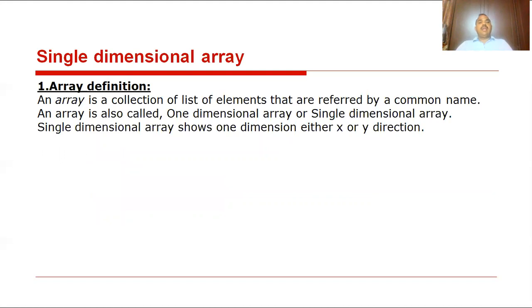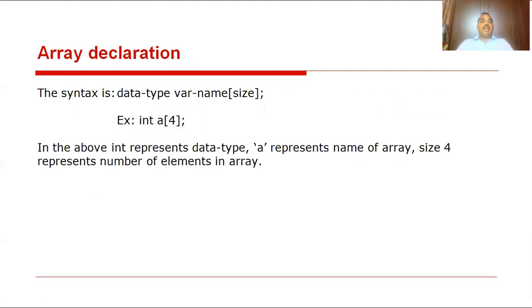Clear? Here, single dimensional array. So this is a single dimensional array. An array is a collection of a list of elements that are referred to by a common name. An array is a list. An array is also called a one-dimensional array or single-dimensional array. Here, a single-dimensional array shows one dimension, either x or y direction.